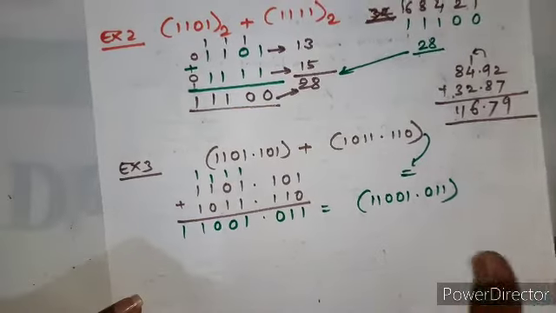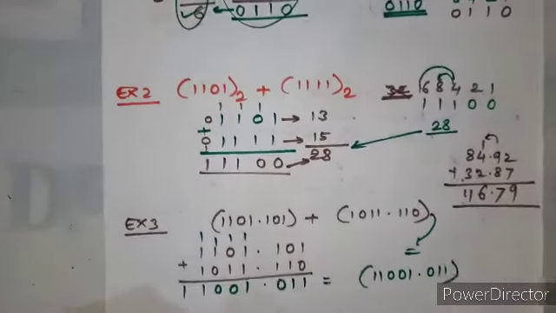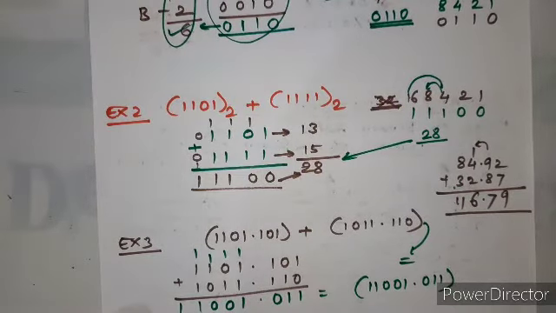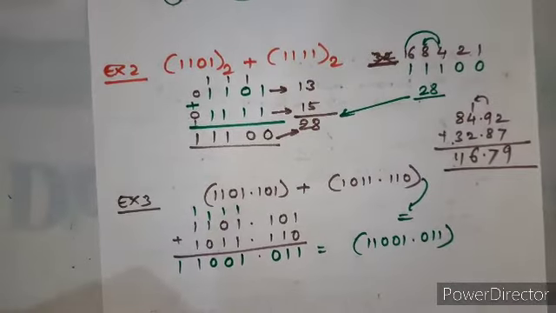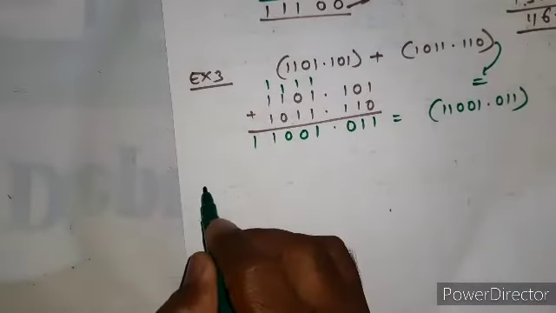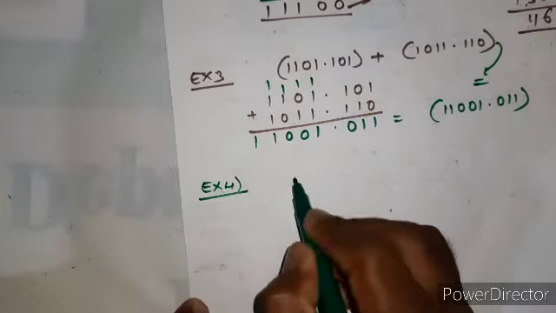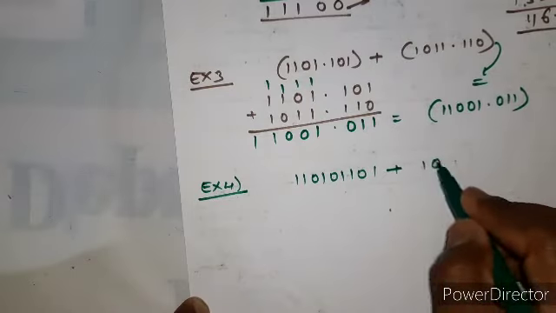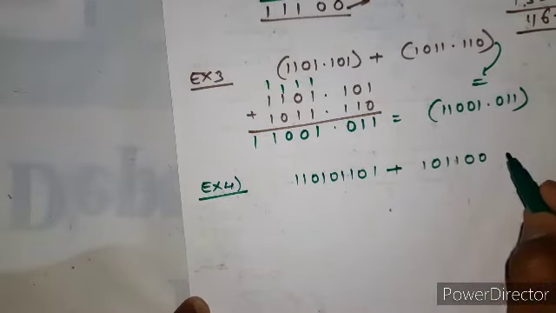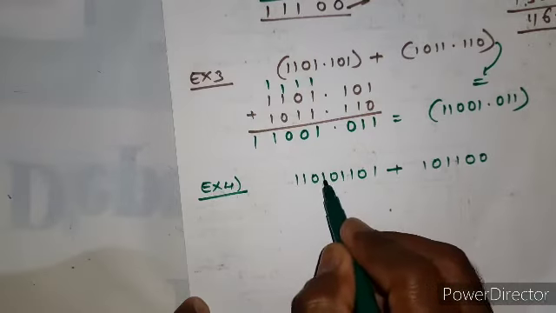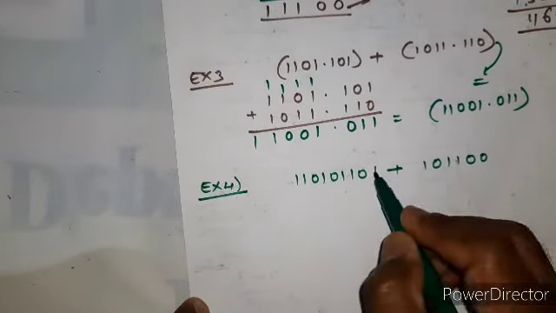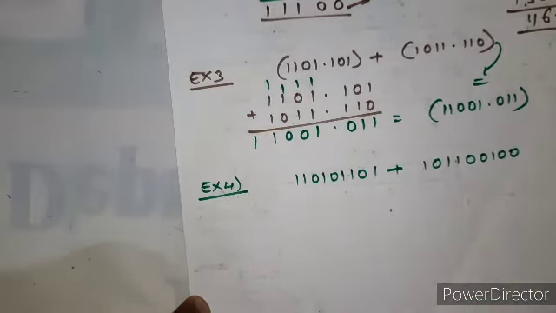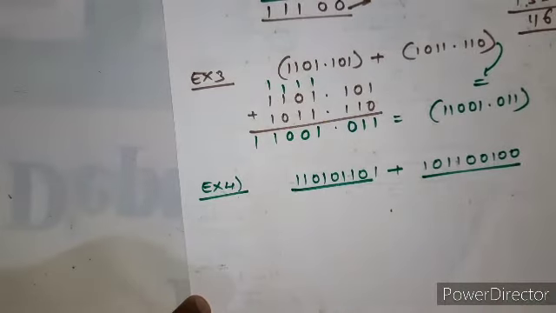Okay, I hope this binary addition is clear for you. Actually it is very easy, but it is maybe a new concept for you. Okay, so you can try this: 110101101 plus 101100. So how many bits? 1 2 3 4 5 6 7 8 9. We can try for this binary addition.